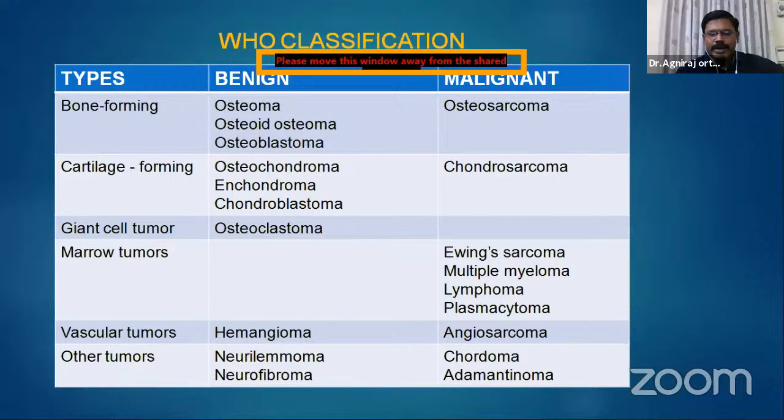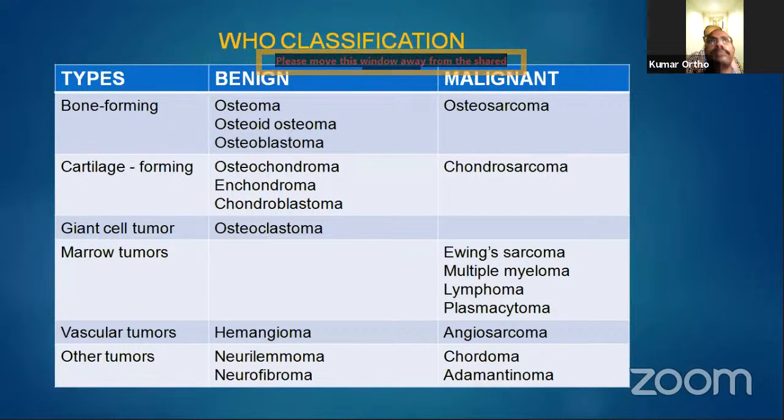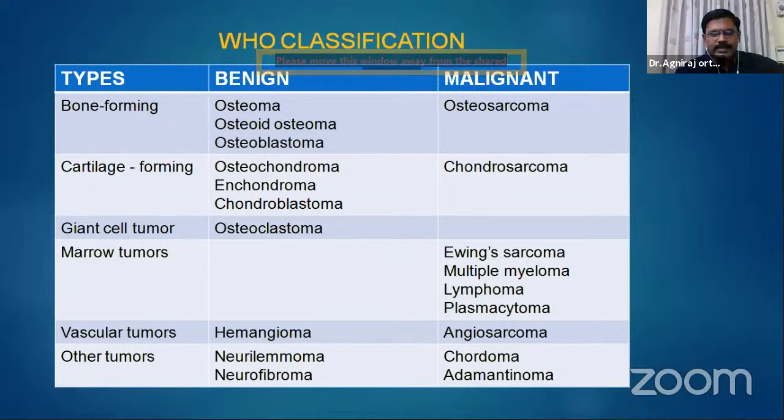Giant cell tumor is a separate entity. It is otherwise called osteoclastoma. Giant cell tumor is a locally aggressive tumor. It is not classified as benign or malignant. It is a separate entity, a locally aggressive tumor.